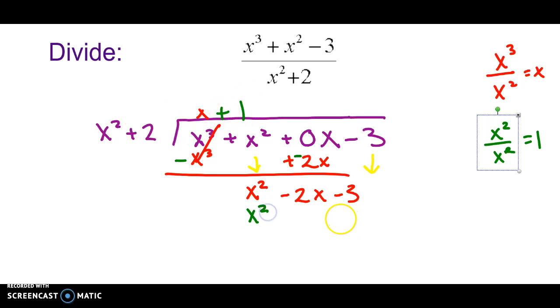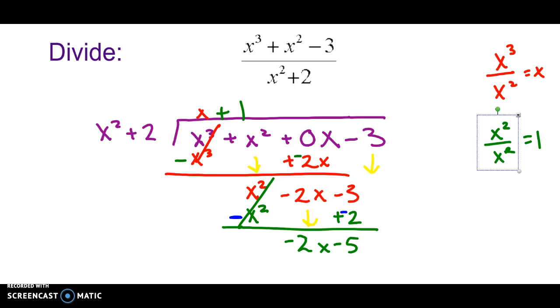I get x squared plus 2. Don't forget that we changed the signs because we were going to subtract downwards. And this will come down. So now these cancel. That was the whole point. I have negative 2x. Negative 3 minus 2 would give me negative 5, or minus 5.